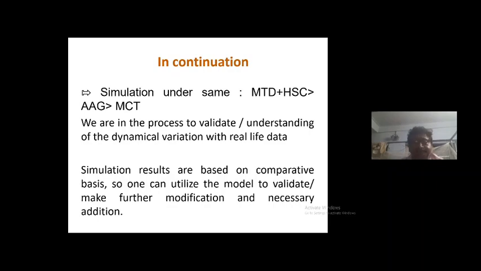So I already told that this is our overall observation of the simulation results. That is, MTD HSC age is better than MTD HSC, and MCT is much better than age. So I already told that MCT is much better in our simulation result. And I already told all these things on a comparative basis.